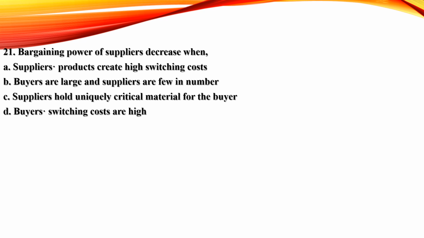Question number 21. A bargaining power of suppliers decreases when: A. Suppliers' product creates high switching costs. B. Buyers are large and suppliers are few in number. C. Suppliers hold uniquely critical material for the buyer. D. Buyer switching costs are high.